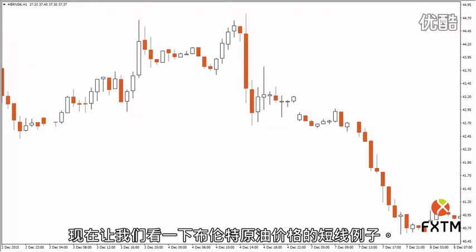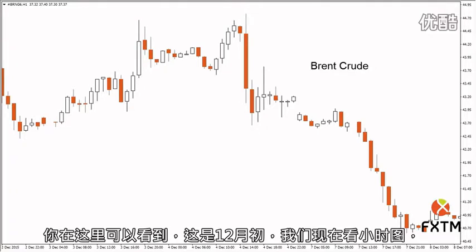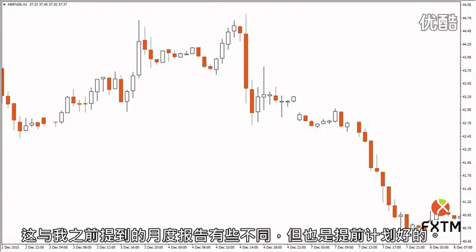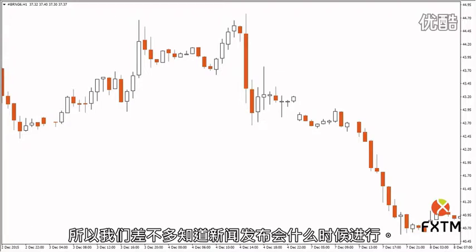Now let's take a look at a shorter term example on Brent crude prices. So you can see here, this is the beginning of December. We're looking at an hourly chart right now. So this is the 4th of December, 2015, where OPEC was due to host their press conference after the OPEC meeting. So this is a little bit different than the monthly report that I mentioned, but these are also scheduled in advance. So we know more or less when this is going to happen.